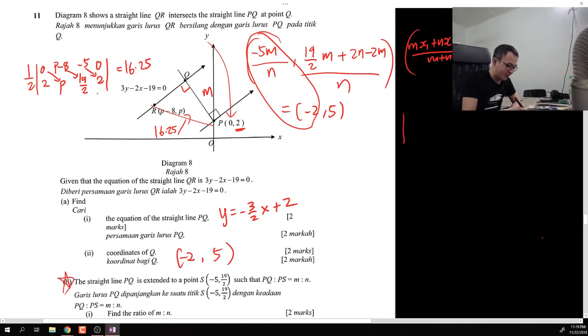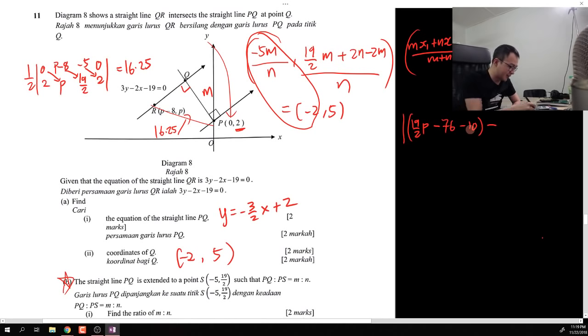So 0 times p is 0. This one multiply this one. I have 19 over 2p minus 8 times 19 over 2. You should get minus 76. And then negative 5 multiply 2 is negative 10.